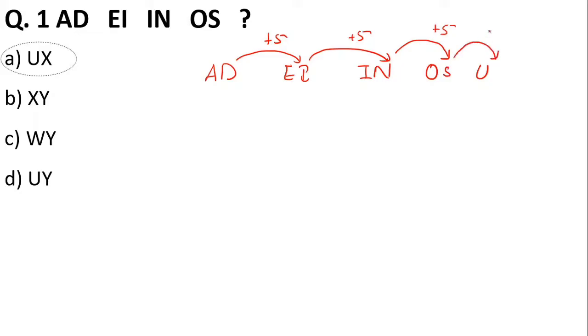So the same way, in the last term also, we'll have to add 5 terms to S. Okay, 5 terms to S. How much will we get? S, T, U, V, W, and X. Okay, so the fifth term is X. That is why A is the right answer. Okay, all the students who have got A as the right answer, it's absolutely correct.